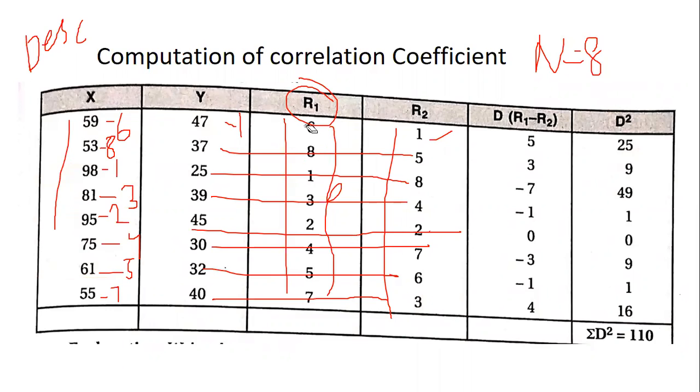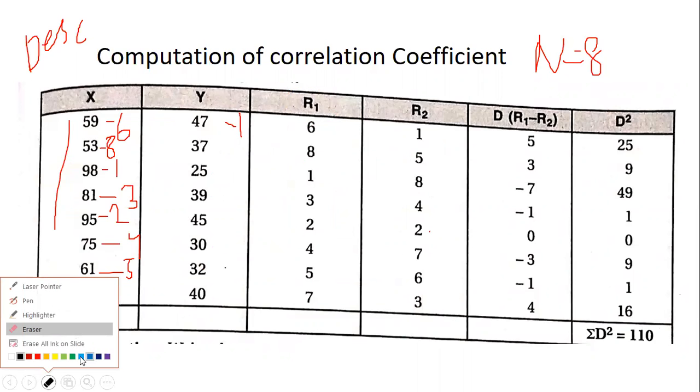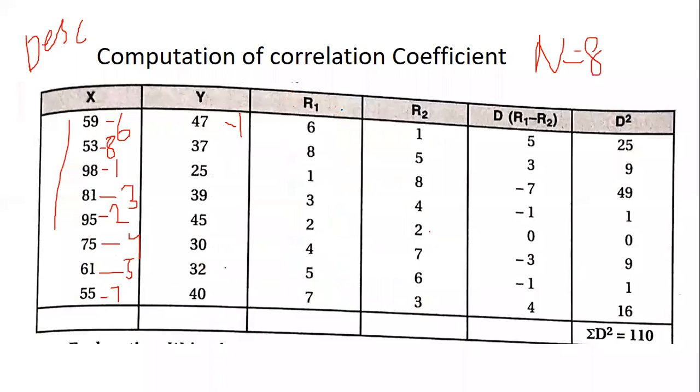Now what is this difference between the ranks? We have already seen what ranks we have assigned. Now the next step is just to subtract these two columns. So go by R1 minus R2. Don't take it the other way around. Both of them have values 1, 2, 3, 4 and so on. Just subtract R1 minus R2. This difference is called capital D. So D is equal to R1 minus R2.